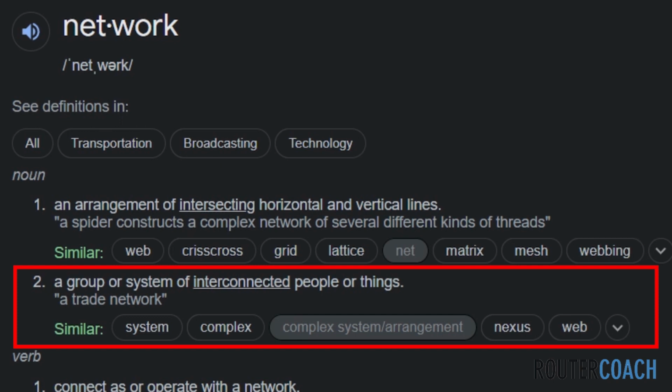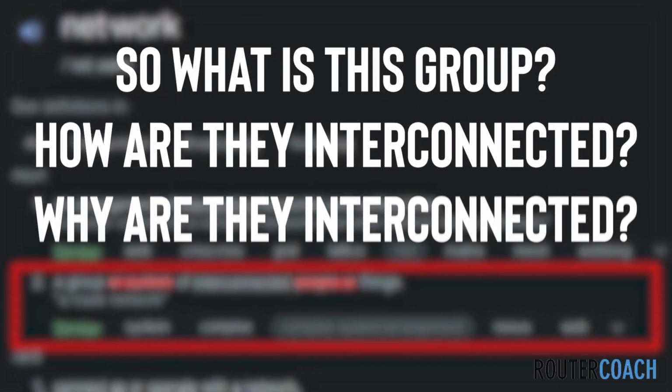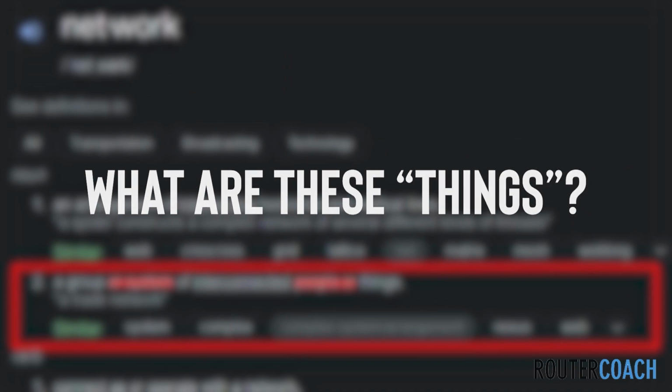First of all, we don't need the people as we are looking at a computer network, and we only need the group or the system. I will choose the group. That leaves us with a group of interconnected things. So what is this group? How and why are they interconnected? And what are these things? I will start off with this last question. What are these things?